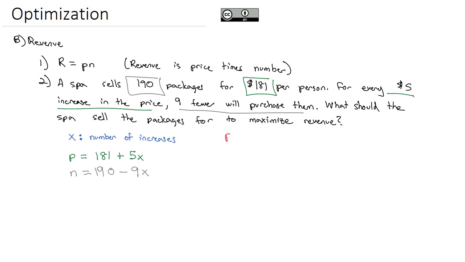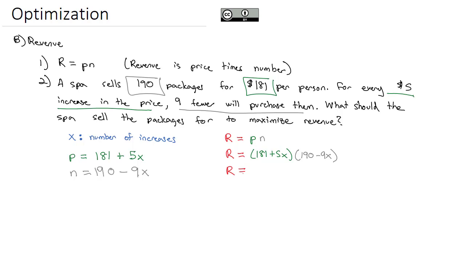So if that's the case, revenue is equal to the price times the number. So in our case, revenue is equal to our price, which was 181 plus 5x, times the number of packages, which is 190 minus 9x. This is what we want to maximize. In other words, this is where we want to take the derivative and set it equal to 0. But to make it easier to work with, let's go ahead and multiply this out.